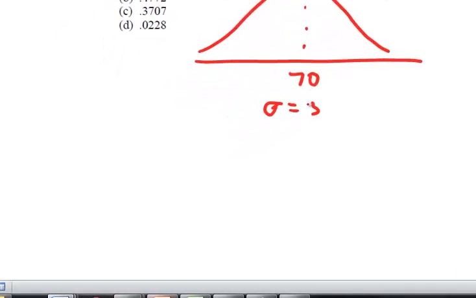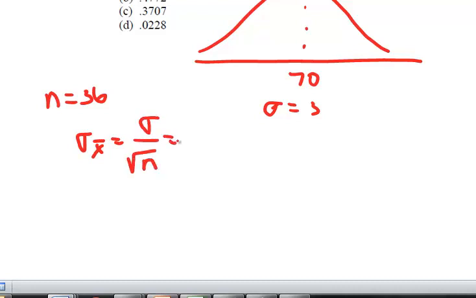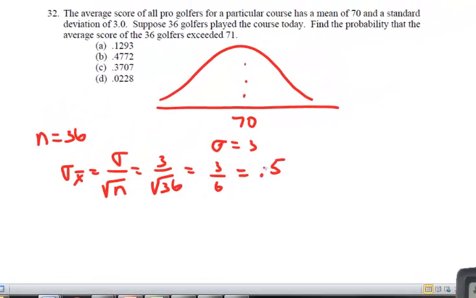And we have 36 golfers, right? So that's important. So we're going to have to find our standard error here. Standard error of the mean, if you remember the formula, is sigma divided by the square root of n. So in our case, it's going to be 3 over the square root of 36. So 3 over 6 is 0.5. So our standard error is 0.5 for the sample.